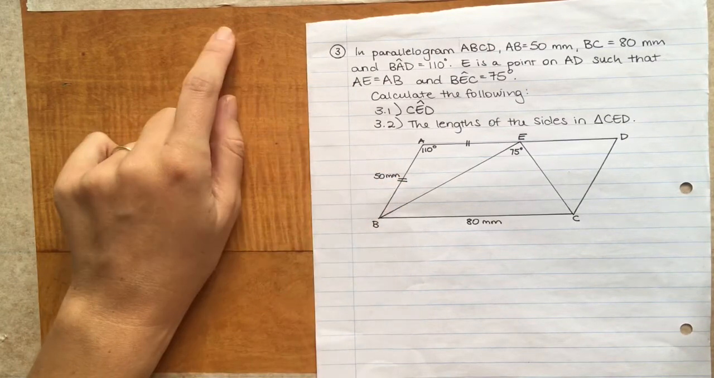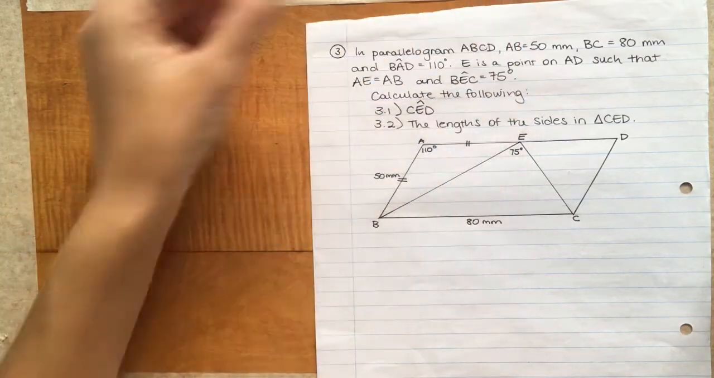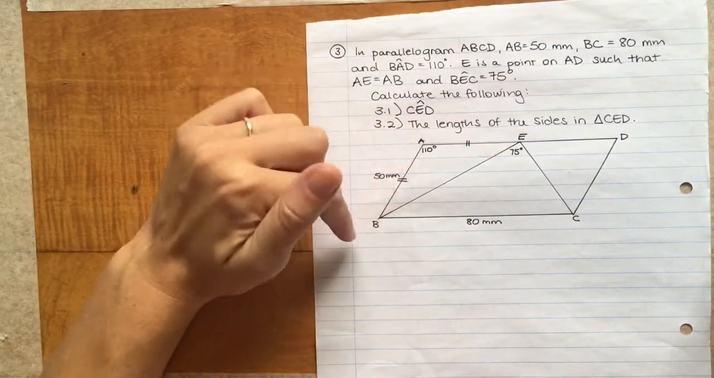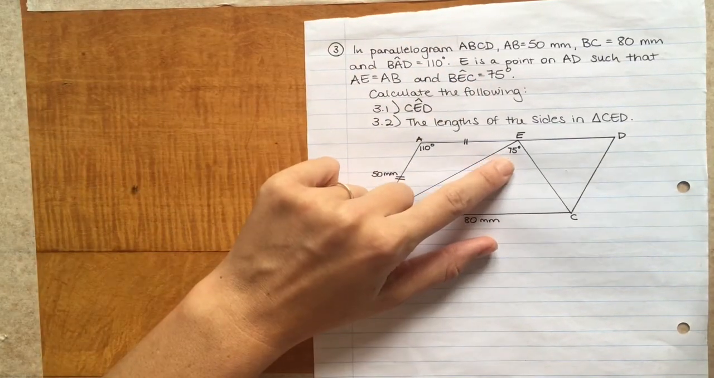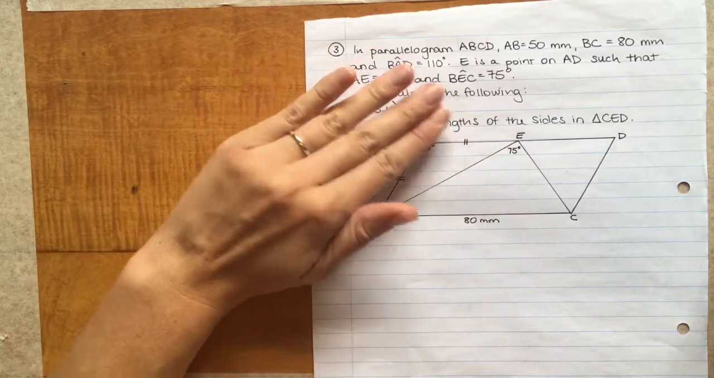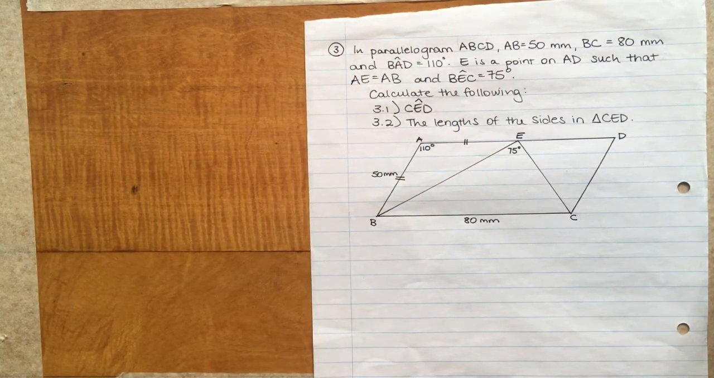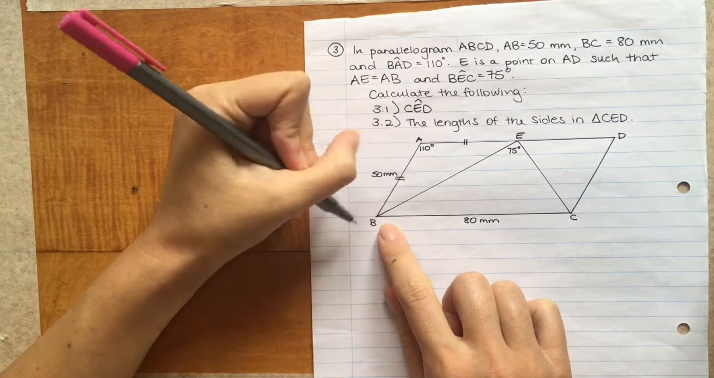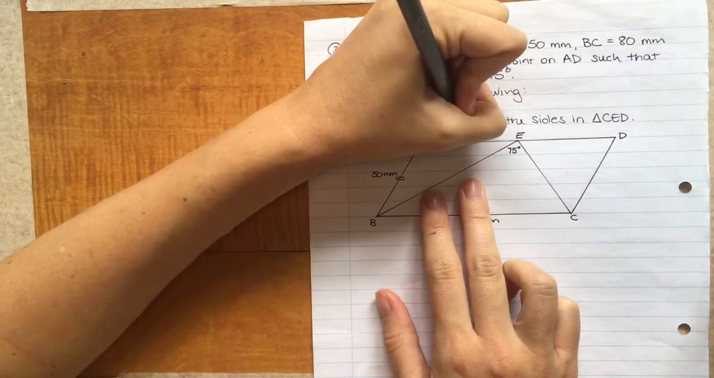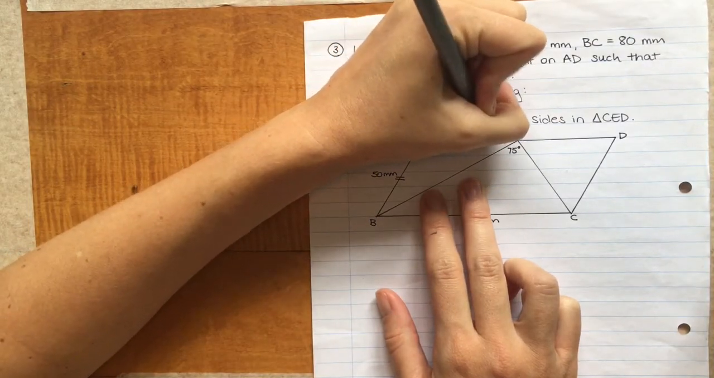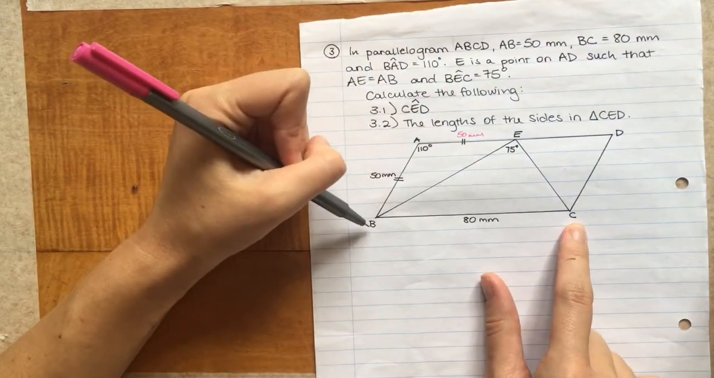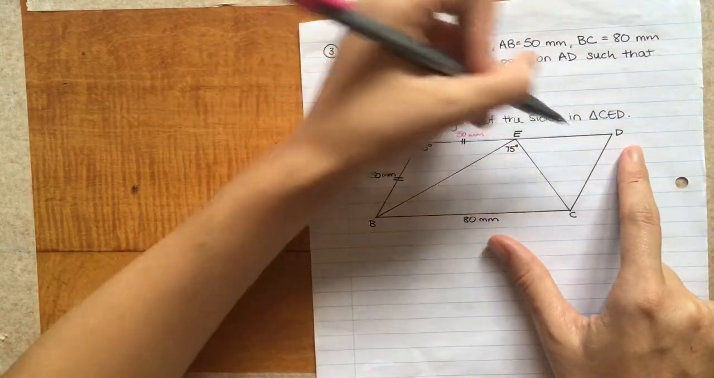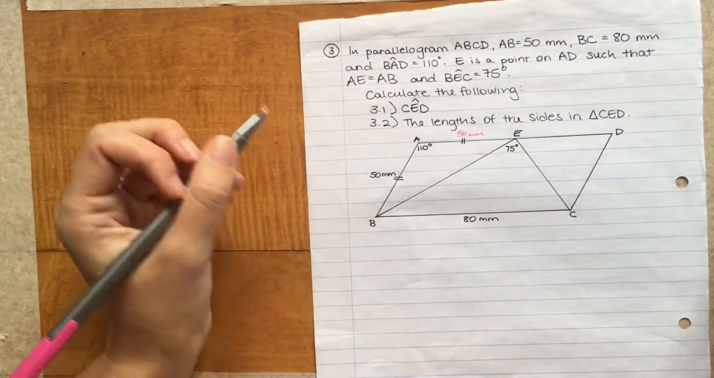If it's not, then I can write it in. E is a point on AD such that AE is equal to AB, that's shown, and BEC is equal to 75 degrees, that's shown. Okay, so before I even start reading the questions, I'm going to start labeling my diagram with the information they've given me. If AB is 50, that means that AE is also 50 millimeters. So straight away I can see what ED is going to be, right? Because BC is opposite, so I can work out that ED is 30 millimeters if I need it.